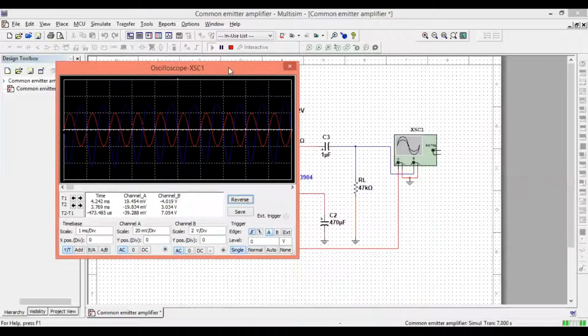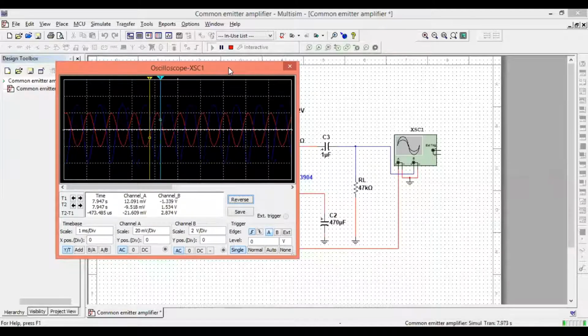So this was all about the common emitter amplifier. Okay, जो हमारा सिग्नल होता है that is an inverted amplified signal, और यहाँ पे जो हमारा वोल्टेज गेन आता है वो काफी ज्यादा आता है.